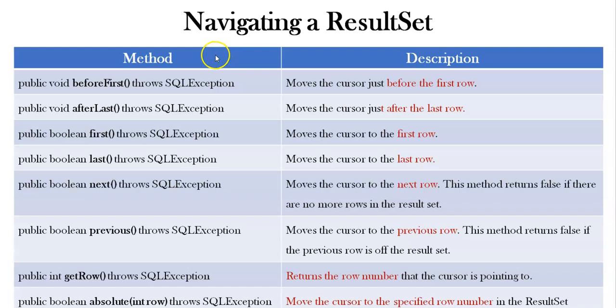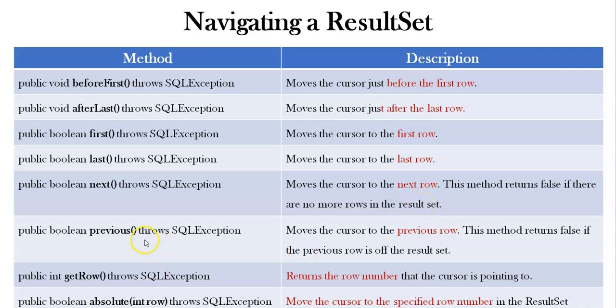Here are the set of methods and their descriptions that are used for navigating a result set. The first method is beforeFirst. It moves the cursor just before the first row. The method afterLast moves the cursor just after the last row. The method first moves the cursor to the first row. The method last moves the cursor to the last row, and the method next moves the cursor to the next row. This next method will return false if there are no more rows available in the result set.